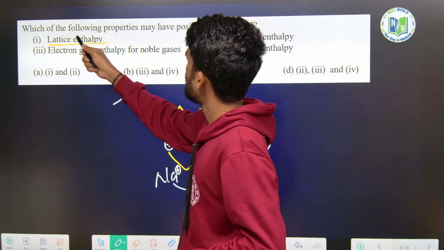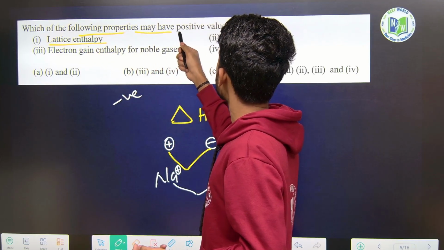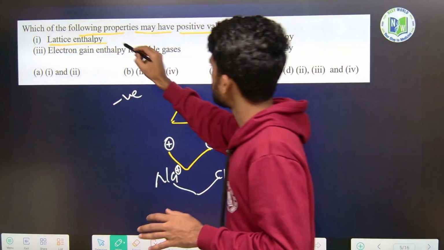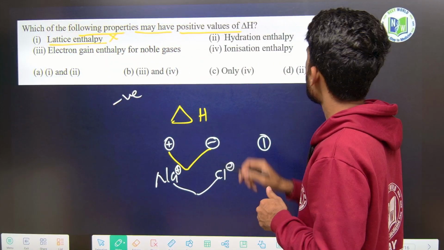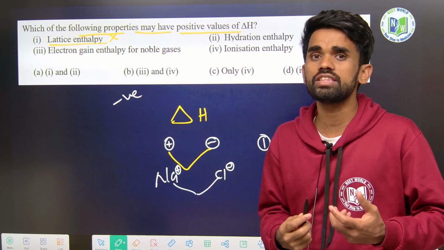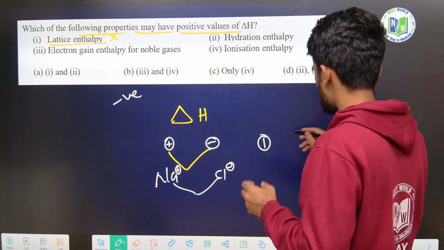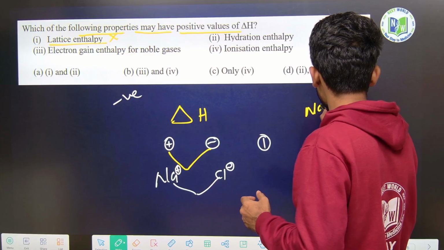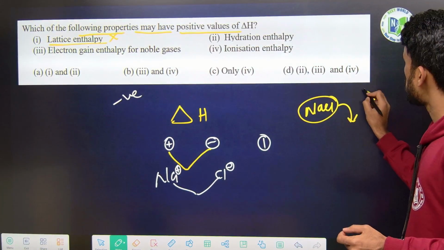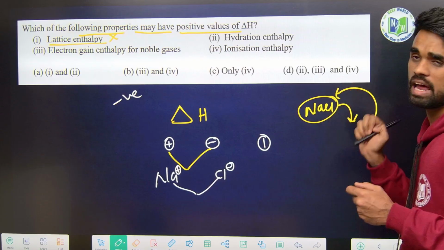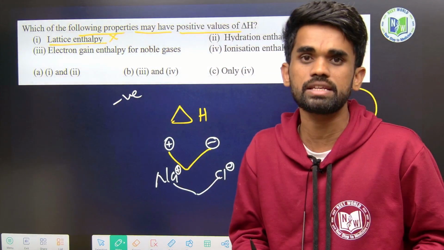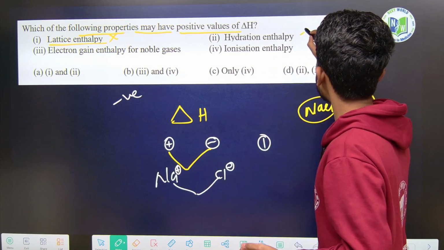They are asking which of the following properties may have positive enthalpy. So not the first one. And what about the second one? Hydration enthalpy is also negative. Hydration enthalpy means, when an ionic compound, say NaCl, is placed in water, the water molecules surround the cation and anion. During this process also energy is released. So this is also exothermic, which is negative here also.